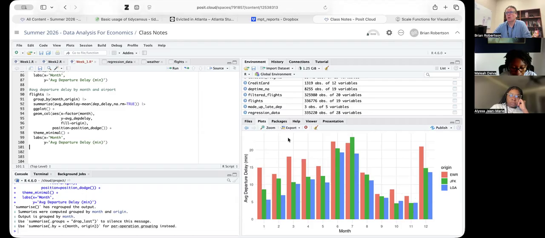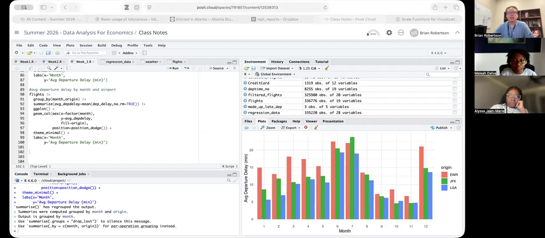Although Newark does have this much higher average departure delay. And that, I think, is a question for further exploration. You guys can do that on your own if you are so interested. I am not for right now.